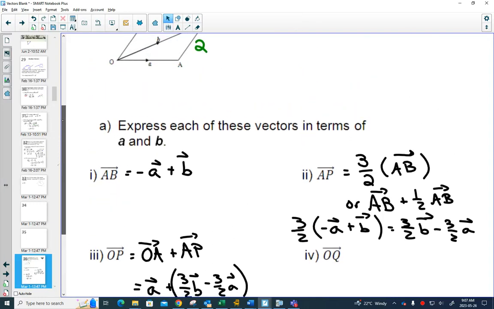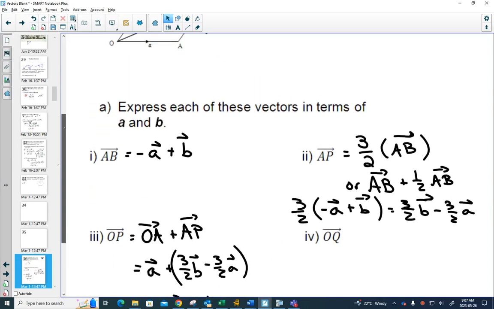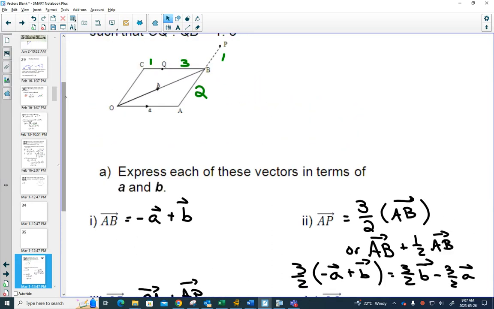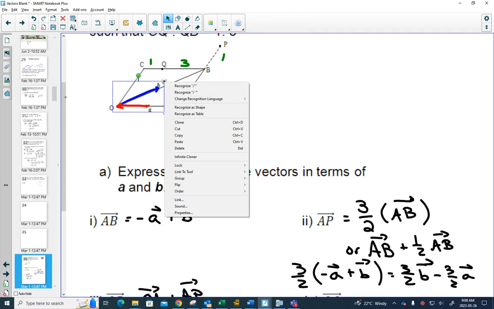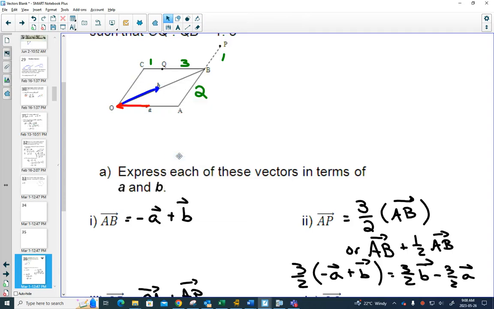And again, because I have a smart board and it's so much fun to play on it, I'm going to look at taking a half of B, which is about there, and I'm going to take a negative half of A, which is about there. So if I started at O and went from O to B, then O to B again, then O to B again, and then subtracted half A, it worked out perfect.